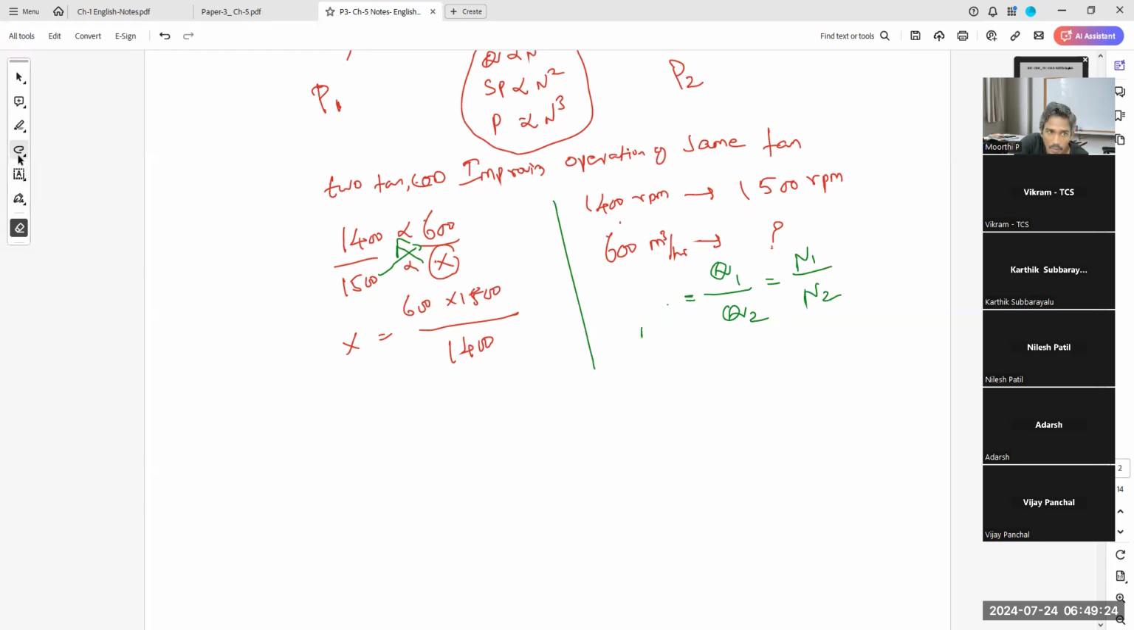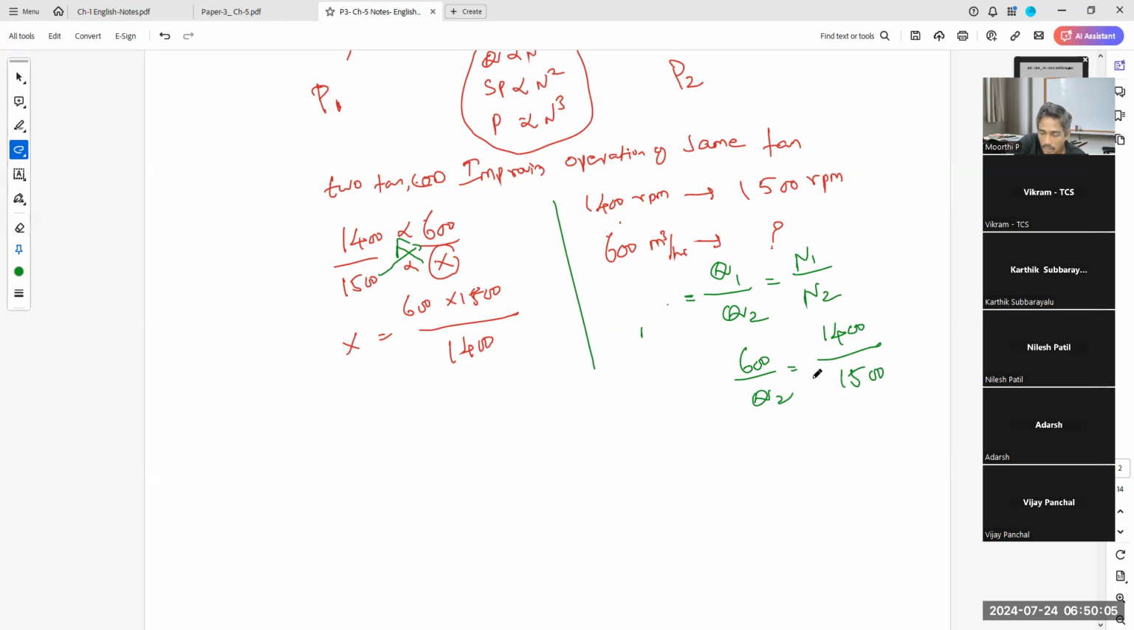What is the N1? What is the Q1? Q1 is 600, na? Q2 we don't know. N1, what is the N1? 1400. Q2 is 1500. Now can you imagine this one? Now tell me the value quickly. Any doubt? Tell me. Any doubt? Ask me. Quickly done.